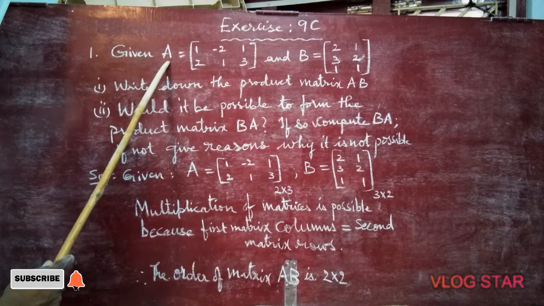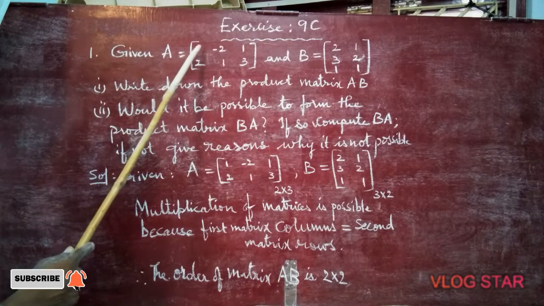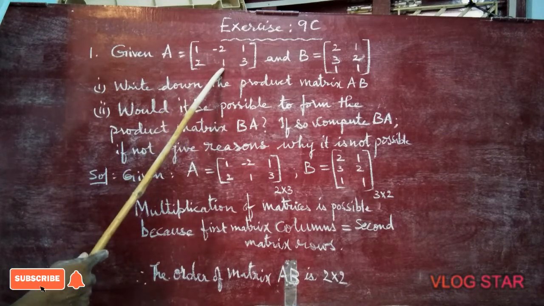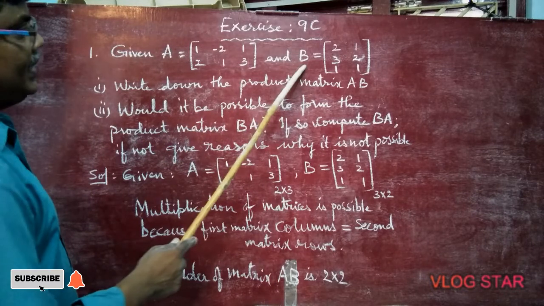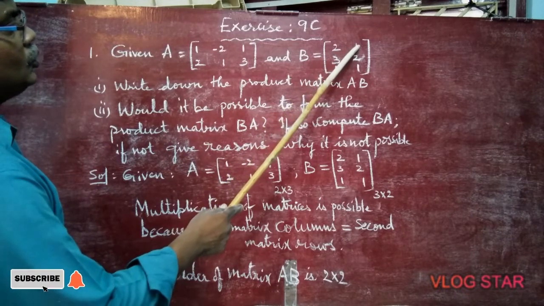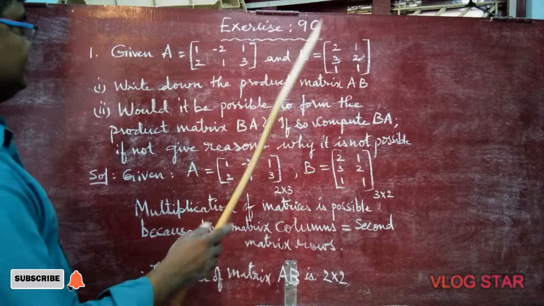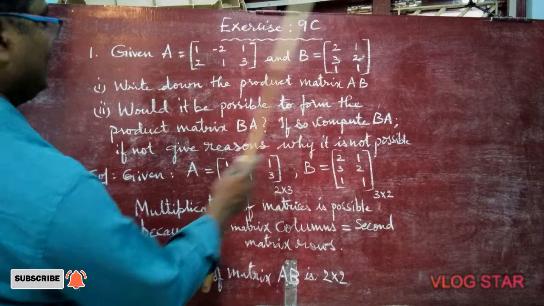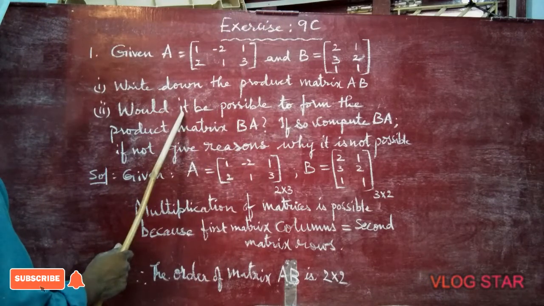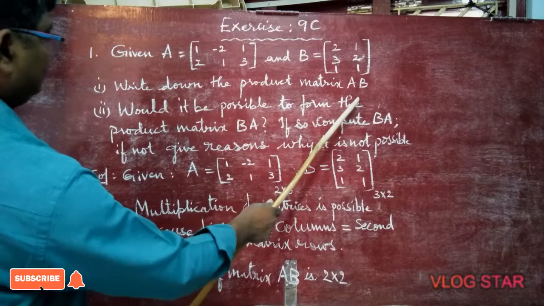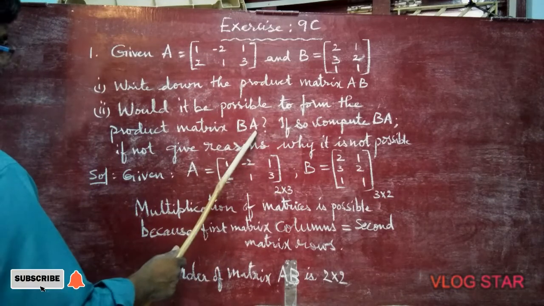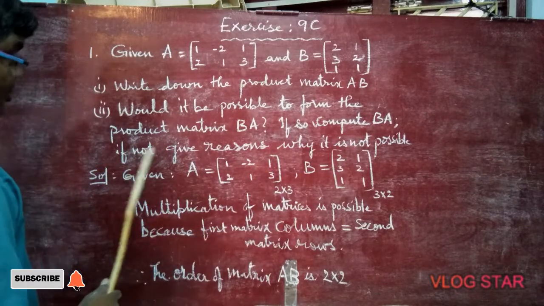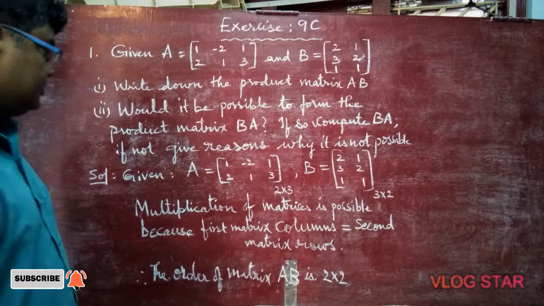Exercise 9C. First problem. Given matrix A, what they have given is equal to [1, -2, 1; 2, 1, 3]. And B they have given as matrix [2, 1; 3, 2; 1, 1]. First they told to find, first bit, write down the product AB. Second bit, would it be possible to form the product matrix BA? If so, compute BA. If not, give reasons why it is not possible.